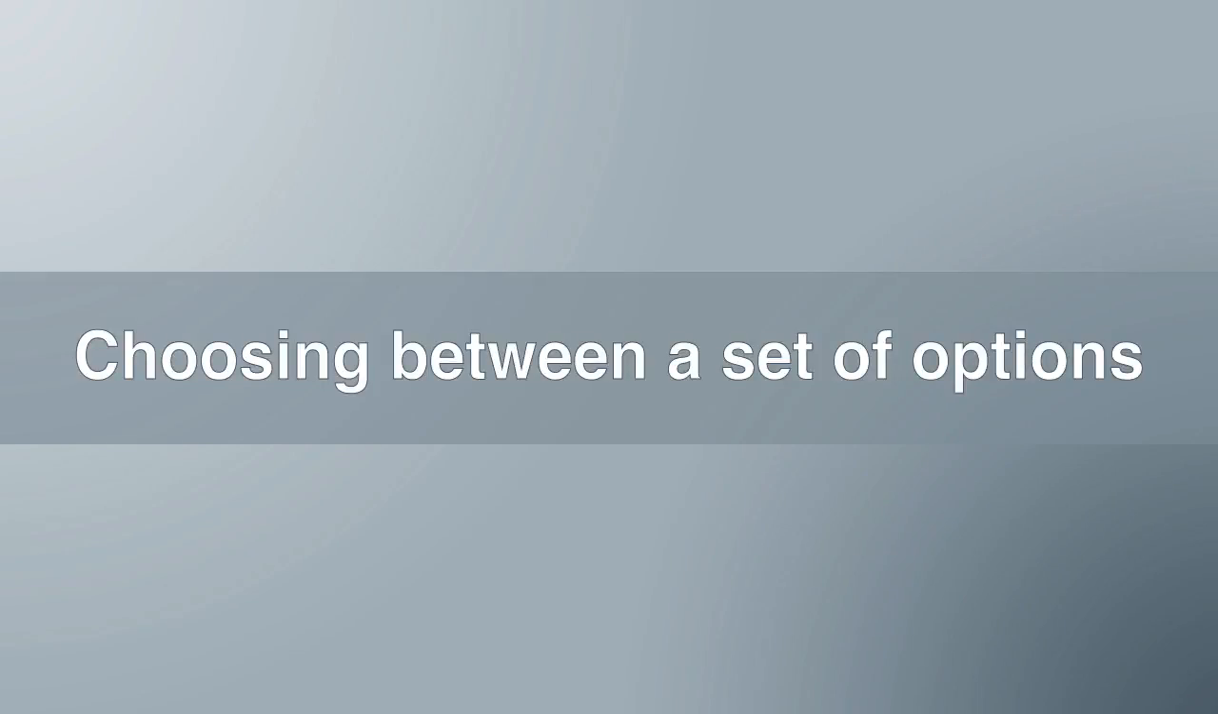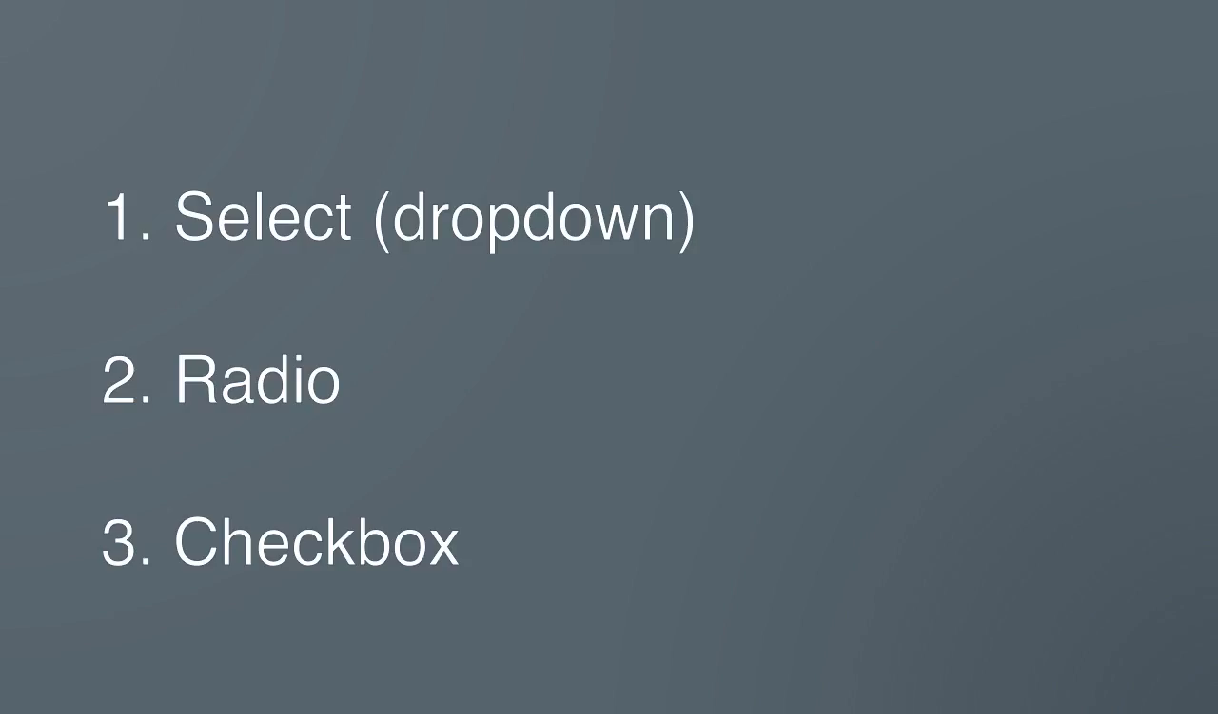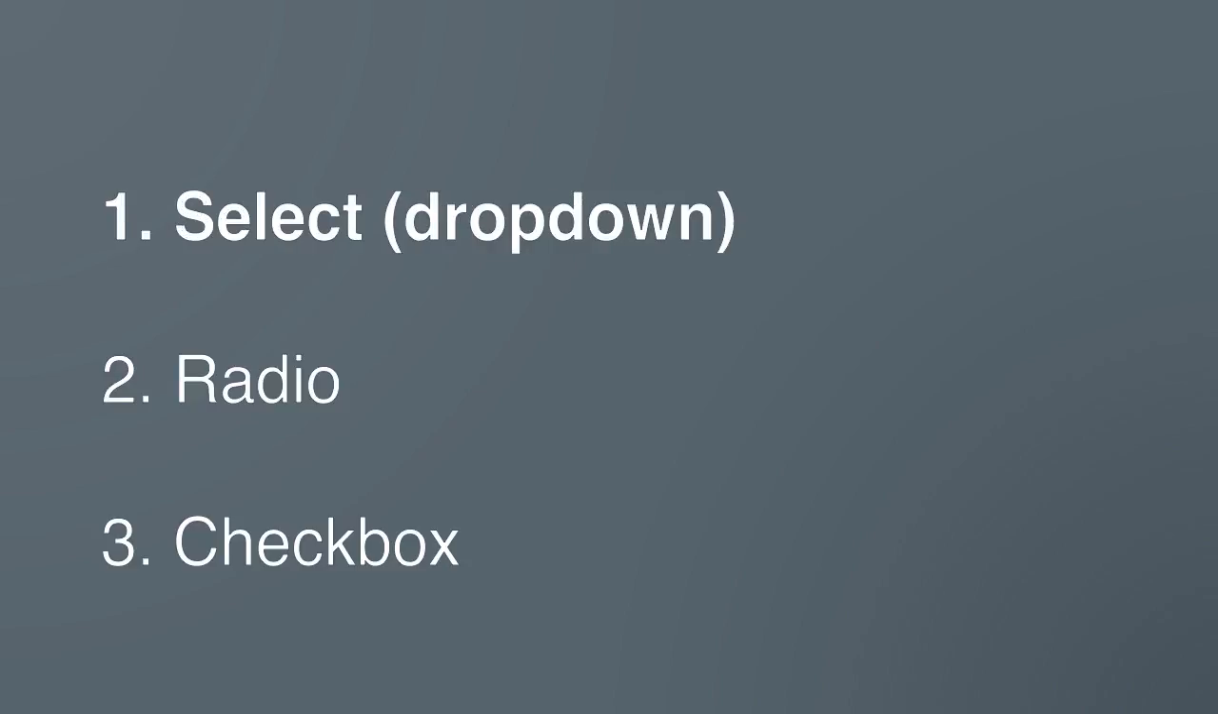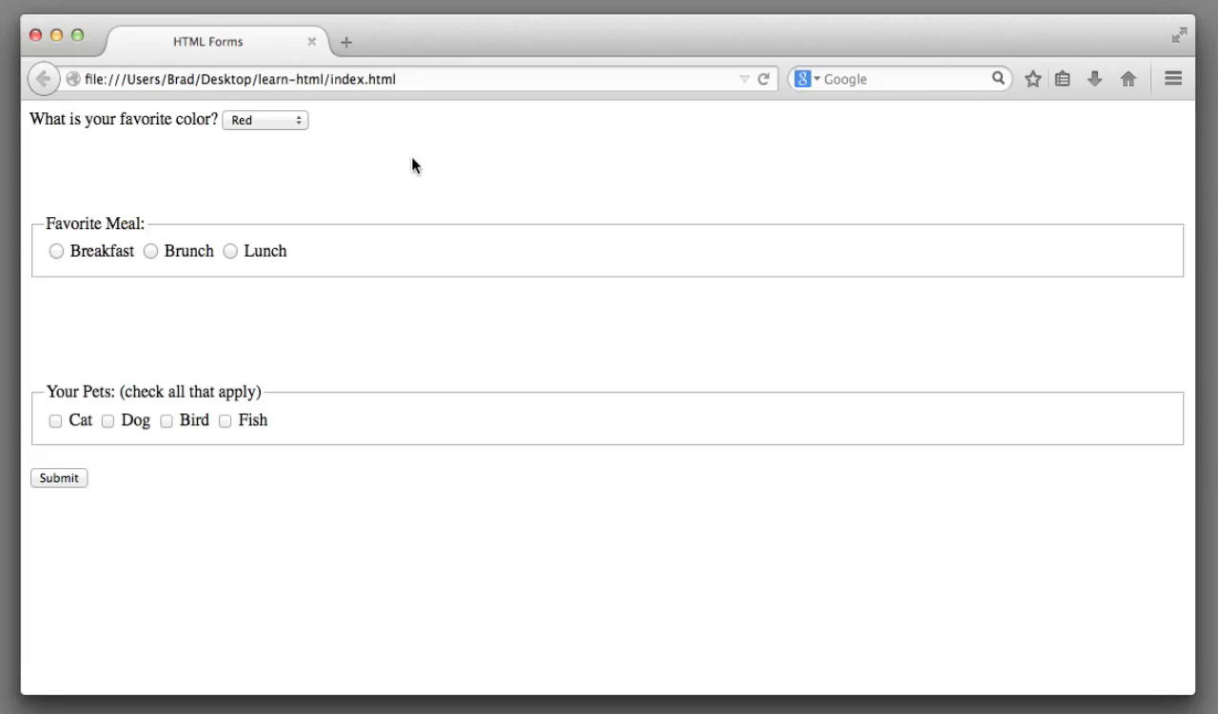In this lesson, we will learn how to create form fields which let users choose between a set of options. There are three different form field types that we will learn about in this lesson. Number one, the select or the drop-down box. So here we can see that in action.